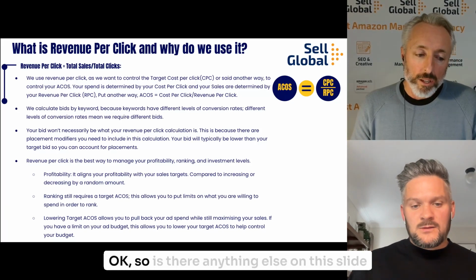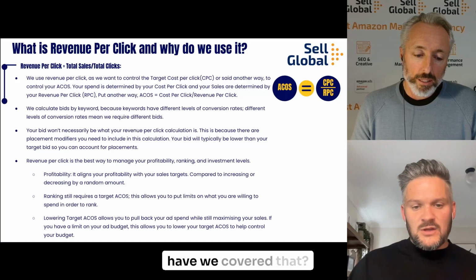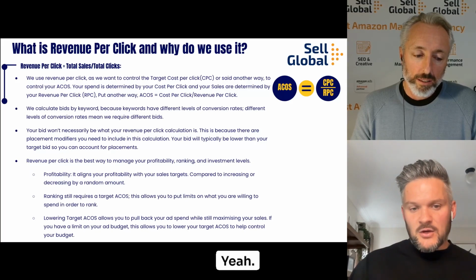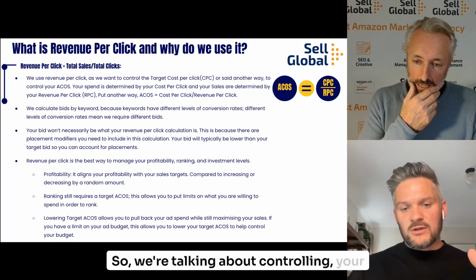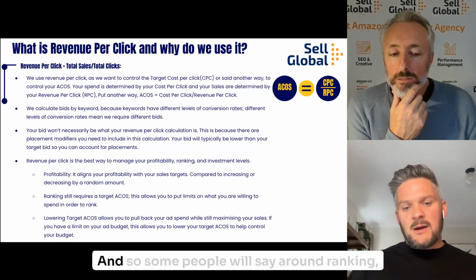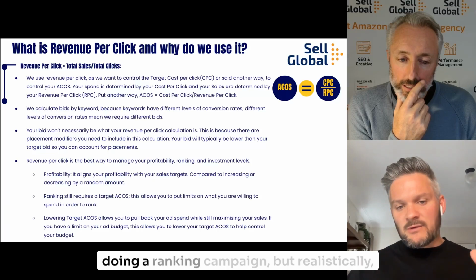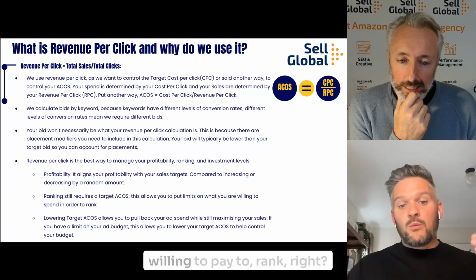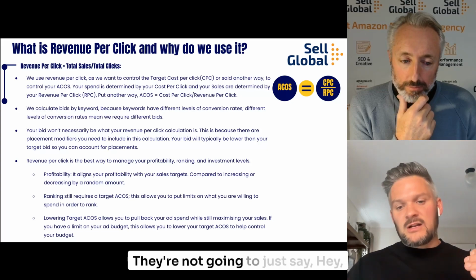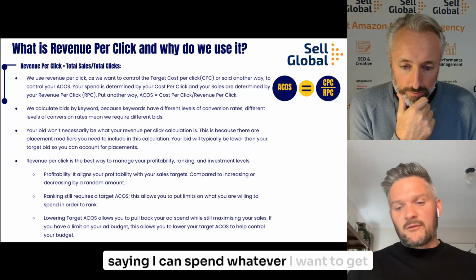Okay. So is there anything else on this slide that you want to cover off? So the other two were ranking. Revenue per click is tied to the ACOS, so we are talking about controlling your bids with your ACOS. Some people will say around ranking, I don't care about ACOS when I'm doing a ranking campaign. But realistically, people do have a limit on what they're willing to pay for rank, right? They're not going to just say, I can spend whatever I want to get rank.